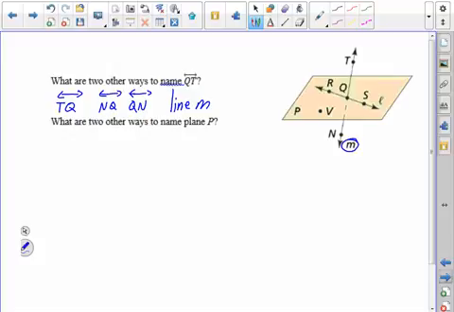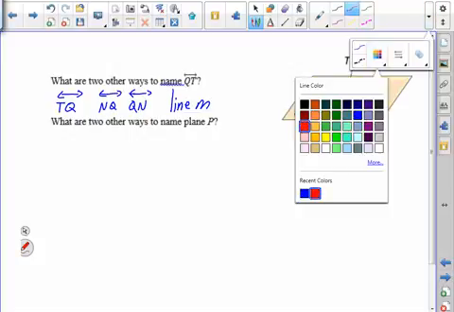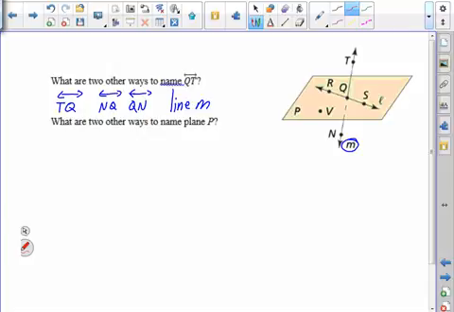Now, I want to point out one thing that I would like you to make sure that you do not do. As a teacher with lots of experience, I see students do this, even though I do my best to try and point out not to do this. Whenever we name a line, you only use 2 points on the line. And what I often see students try to do is they'll name the line something like TQN, where they use 3 points. Okay? Lines cannot be named with 3 points. They can only be named with 2 points. So don't name a line with 3 points.